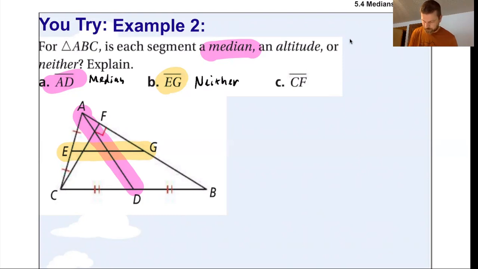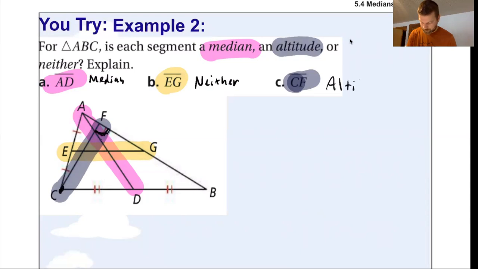Let's try the very last one, CF. CF goes from here to there. This is a vertex. It does make a 90-degree angle with the other side. That is an altitude. So altitude, 90 degrees. And it connects to a vertex. Median, that connects to the midpoint. And a vertex. That's all there is to it.